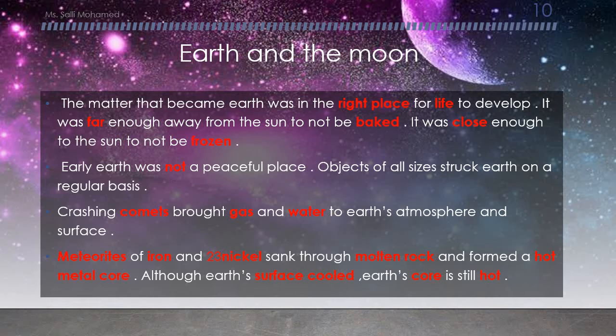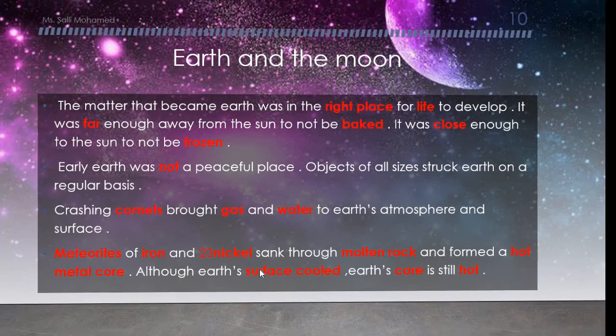Not only comets hit the Earth, but also meteorites of iron and nickel sank through molten rock, and this is what formed the hot metal core of Earth. As we know, planet Earth in its very inner core is very, very hot, although the surface is cool. So this is caused by the meteorites that fell on the Earth, which are made up of iron and nickel.